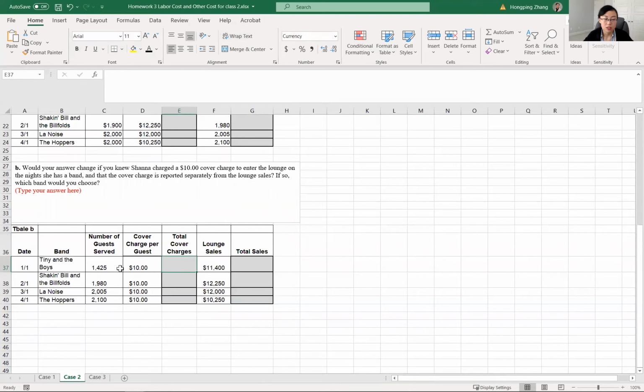So the cover is how many guests we have and what's the price of that cover. Then your total sales is your sales from your food and beverage plus the cover that's charged $10 per person, which gives you your total sales. And now the second question is basically asking you to compare the sales and choose the band that you think is the most worthwhile.